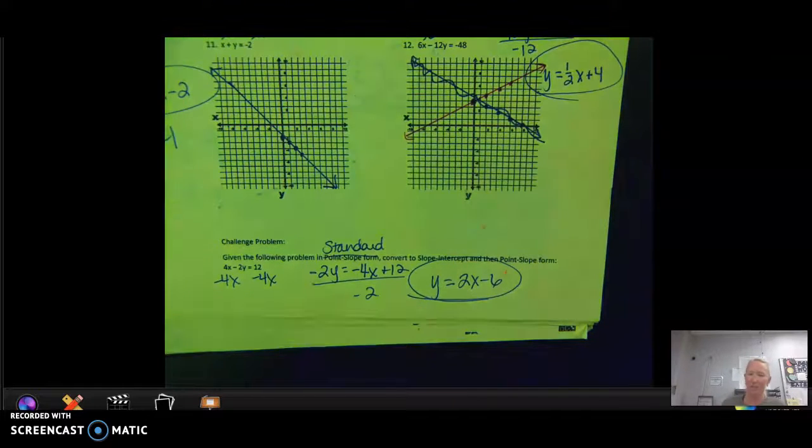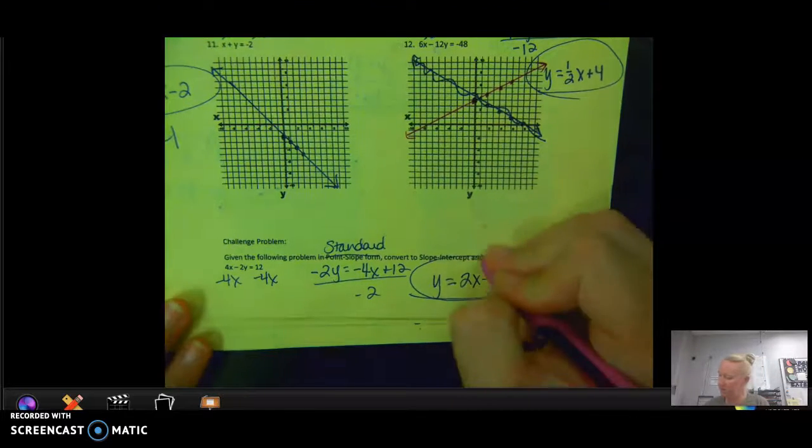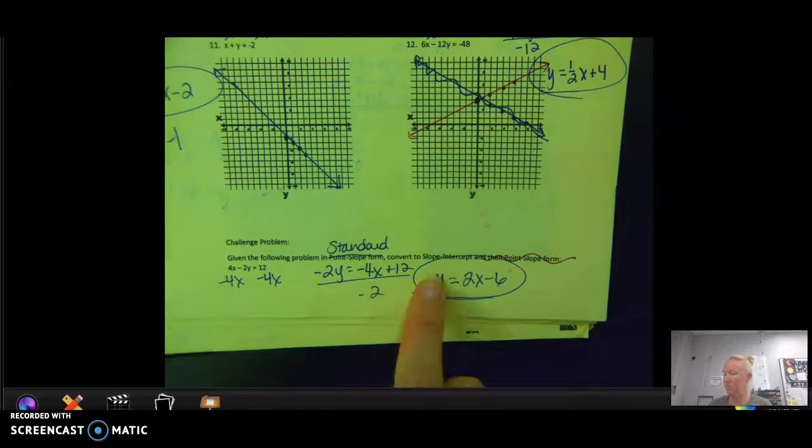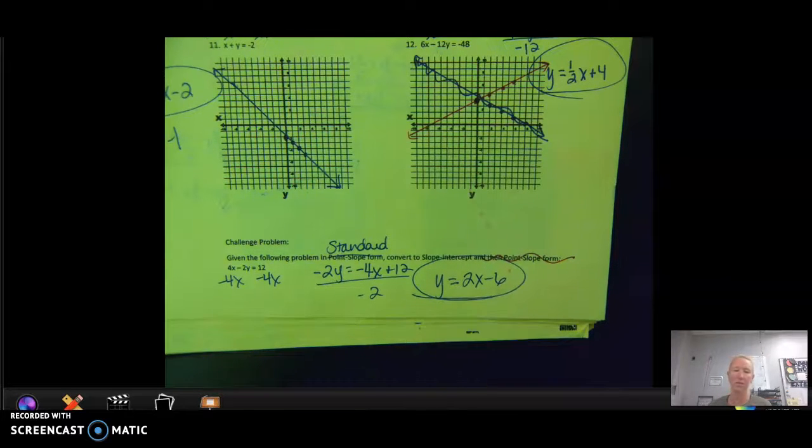This one is in standard form. Just put it into slope-intercept form. If you did so, it goes into y equals 2x minus 6.